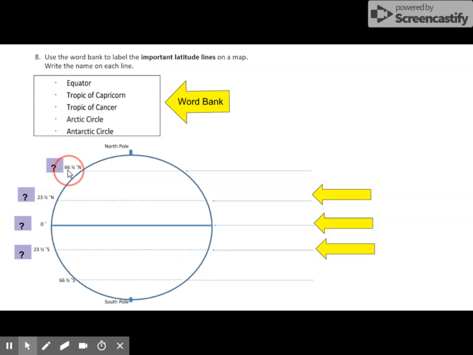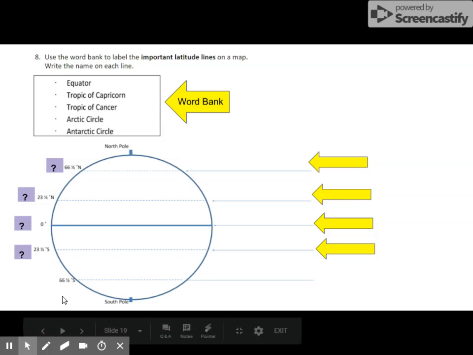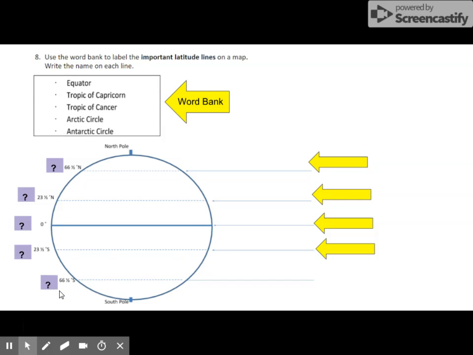66.5 degrees north. Use your word bank. Write the answer on this line. And finally, 66.5 degrees south. Use your word bank and write your answer on this line.